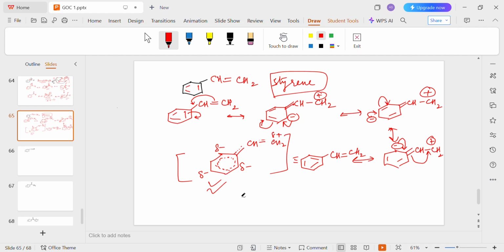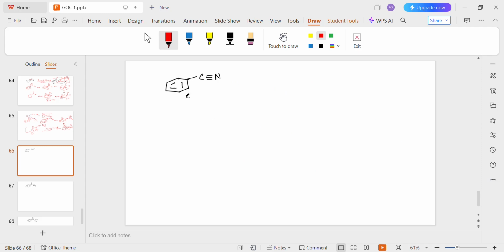Next structure: this is benzene with a cyanide group. This is an unsymmetrical structure, and you don't have a choice of drawing resonance contributors in both directions, towards nitrogen and from nitrogen to the benzene ring. You don't have a choice because an electronegative element is present.